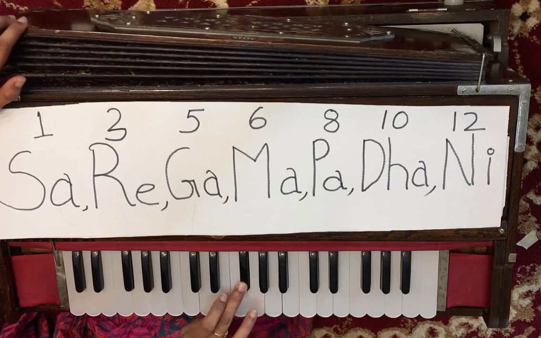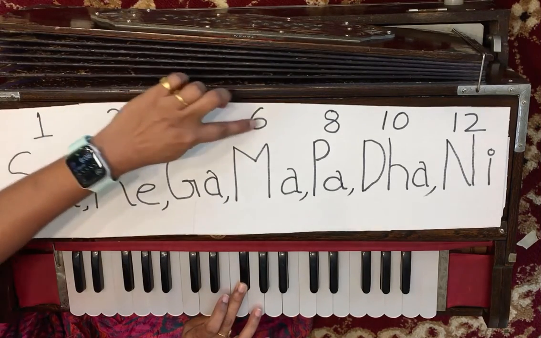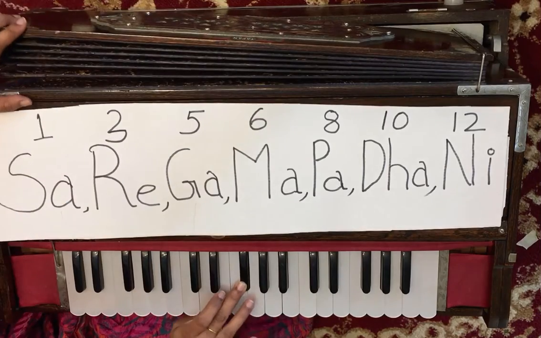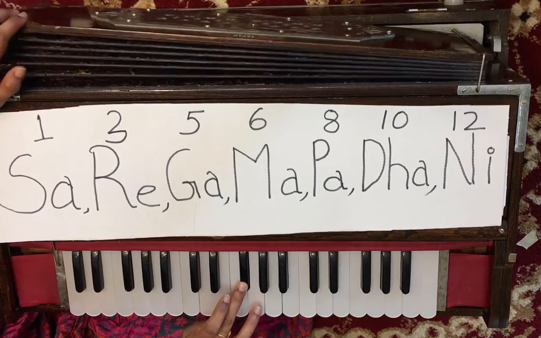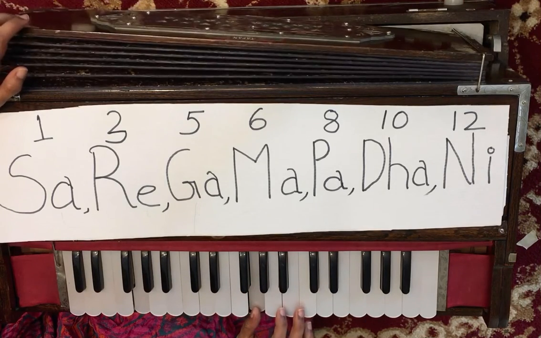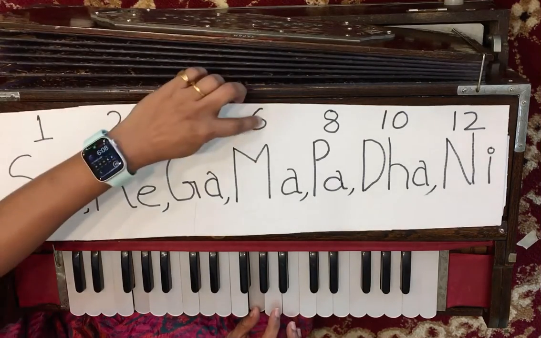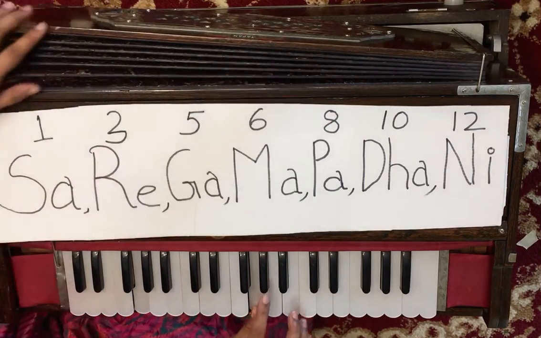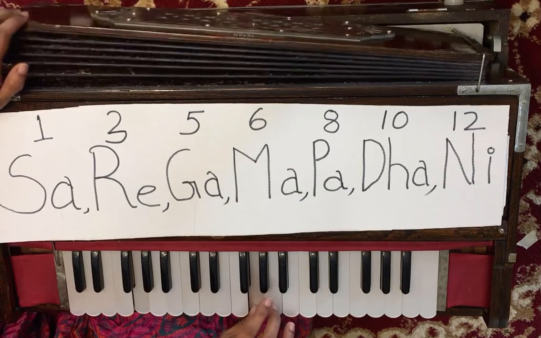Ga. Now between ga and ma there is only a half step, or a difference of 1. So the very next note would become ma. Ma. Now if we were to find pa, we have a difference of 2. So half and half, or 1 full step. Pa.